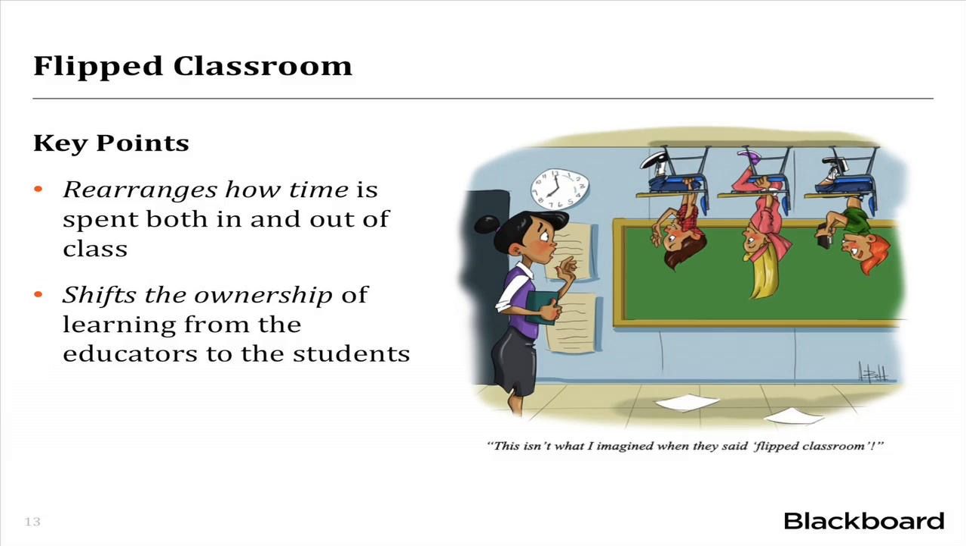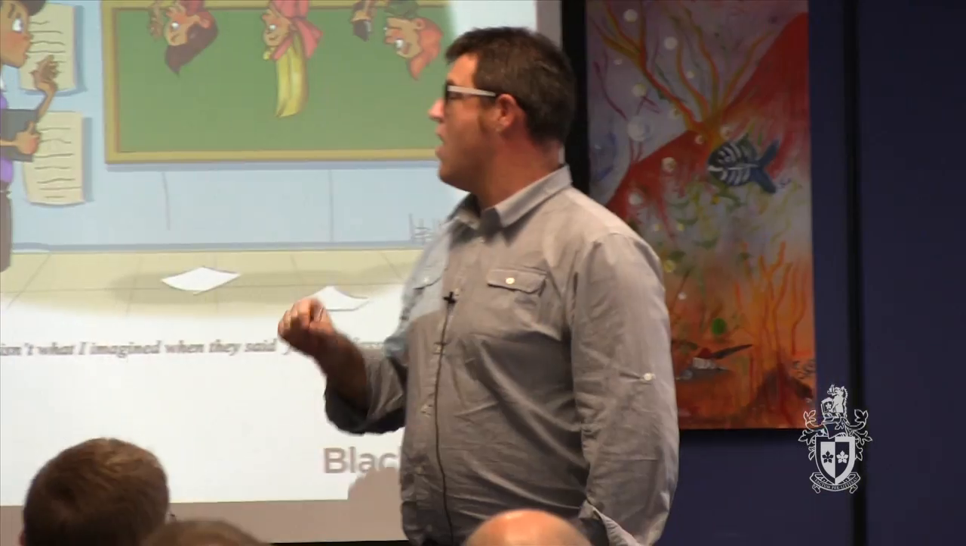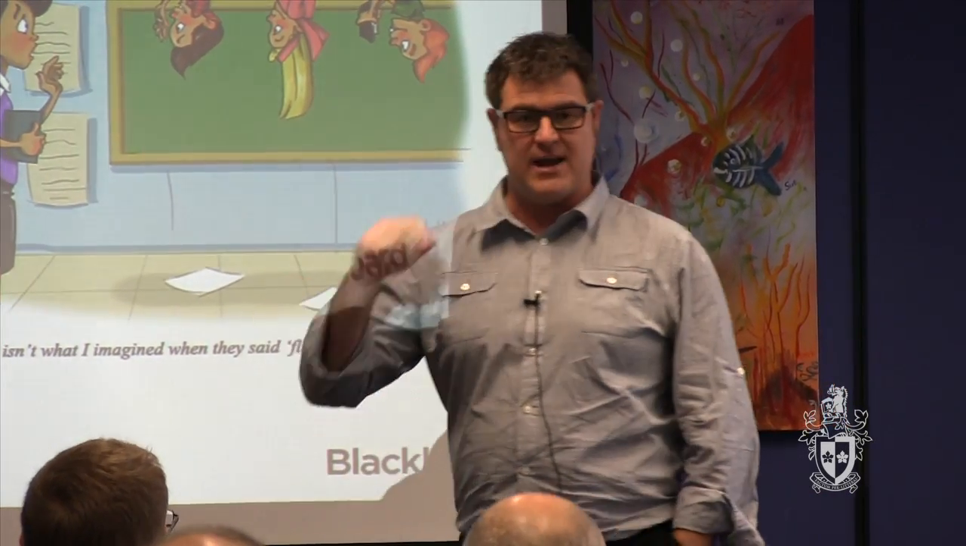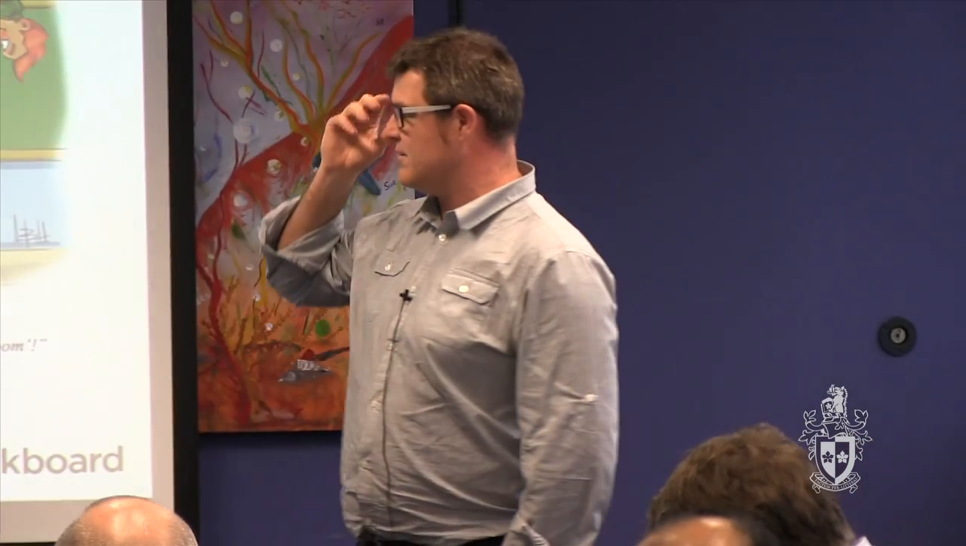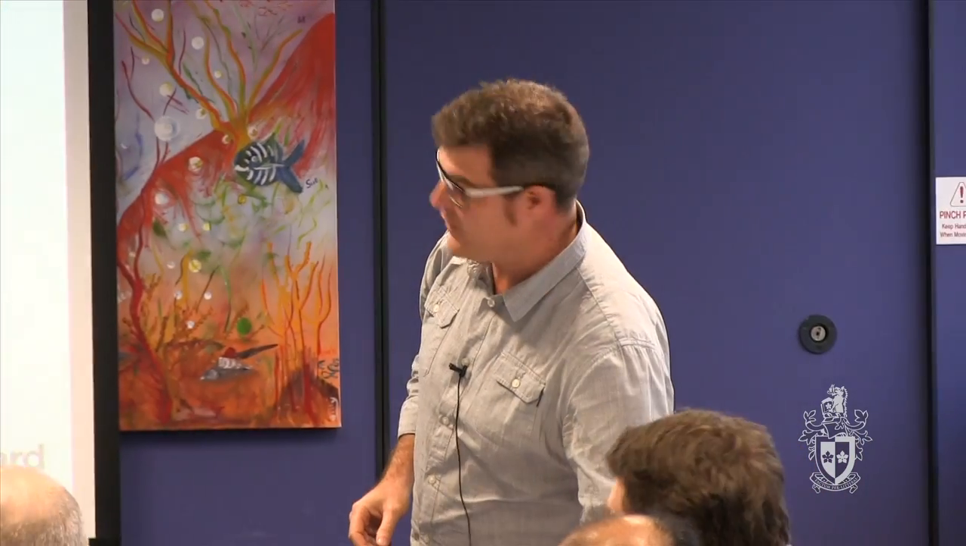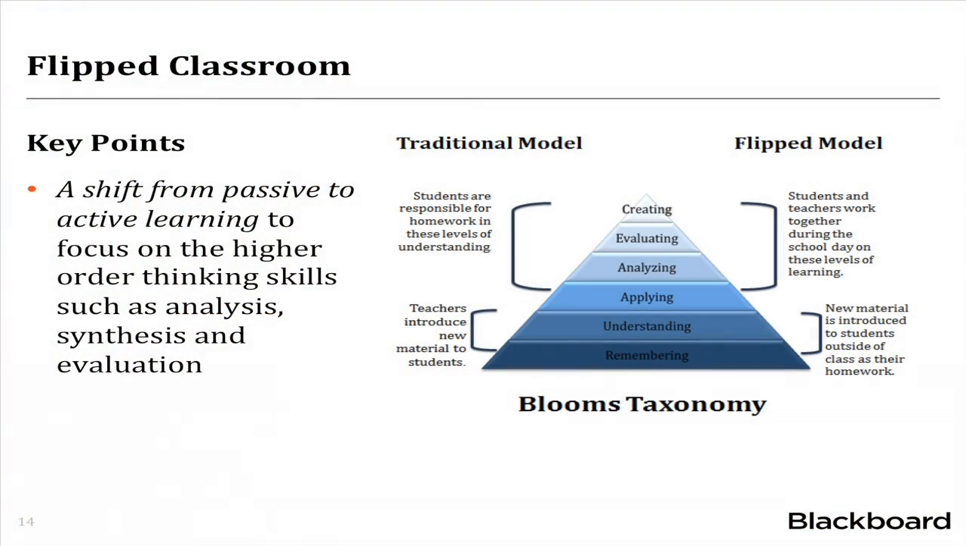The second thing, it's that shift in ownership of learning from educators to the students. So the students are doing more. So that's the first 2 things. All this will be available after. The third thing and key is a shift from passive to active learning. That's really the key, because students are going to focus on a lot of the higher order thinking.